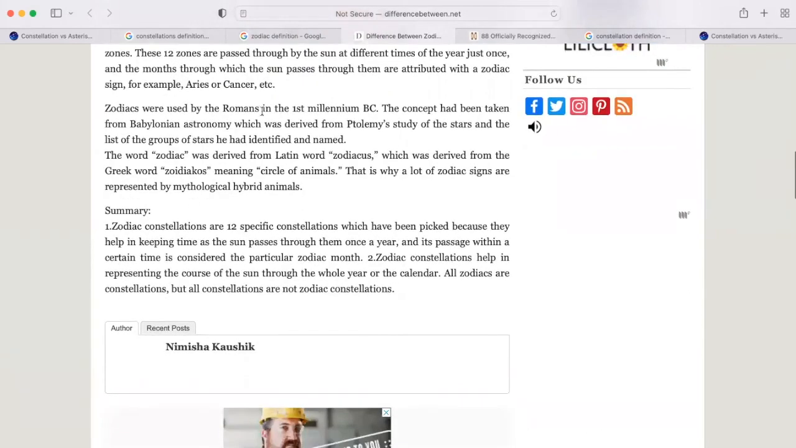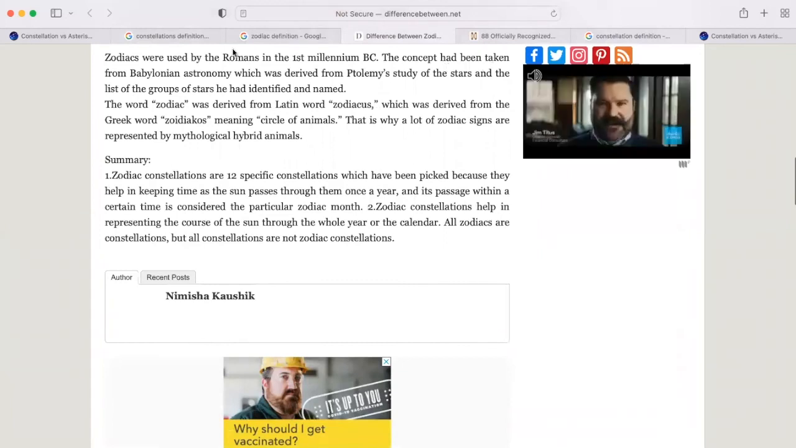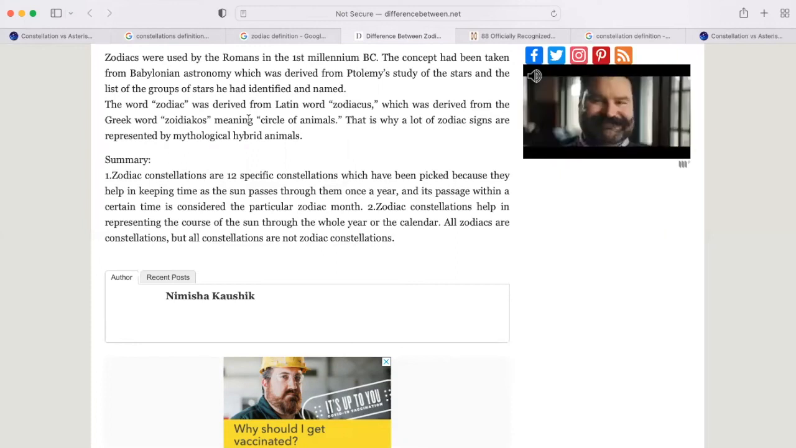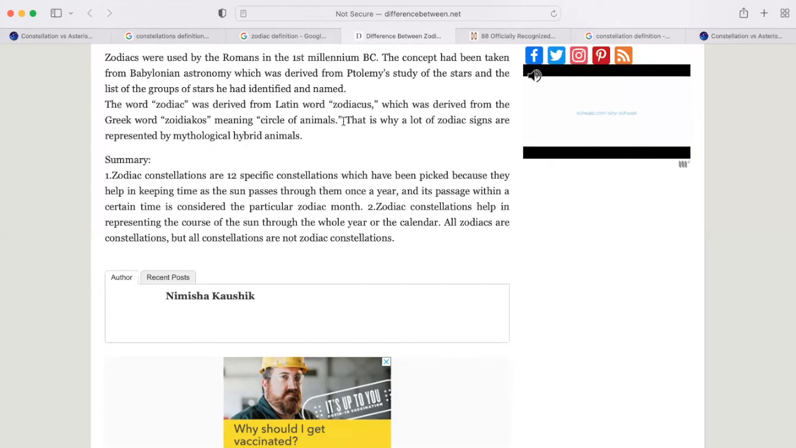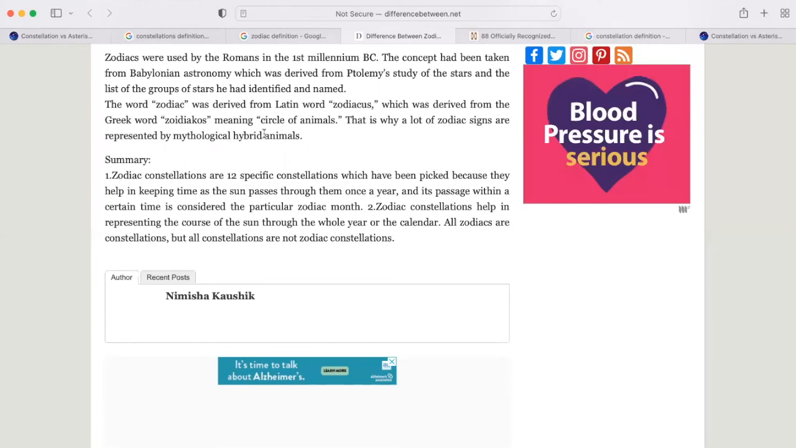Zodiacs were used by Romans in the first millennium BC. The concept had been taken from Babylonian astronomy, which was derived from Ptolemy's study of the stars and the list of the groups of stars he had identified and named. The word zodiac was derived from the Latin word zodiacus, which was derived from the Greek word zodiakos, if I'm saying that correctly, meaning circle of animals. That is why a lot of zodiac signs are represented by mythological hybrid animals.